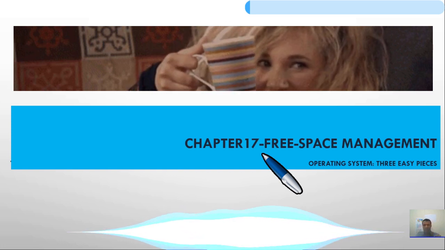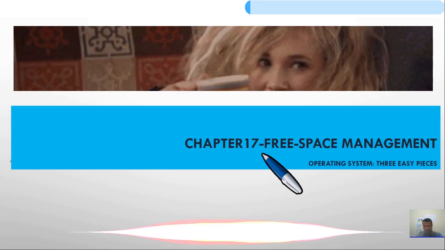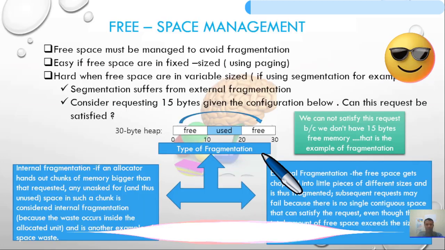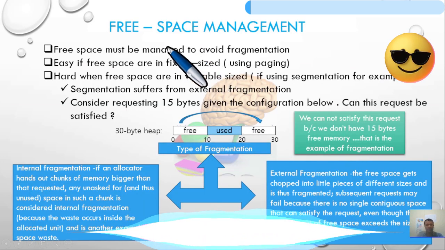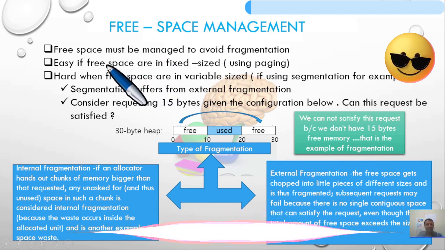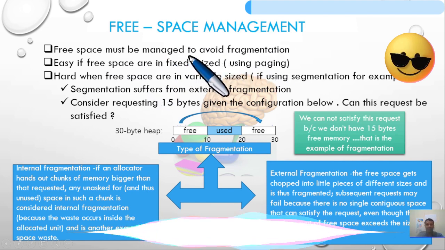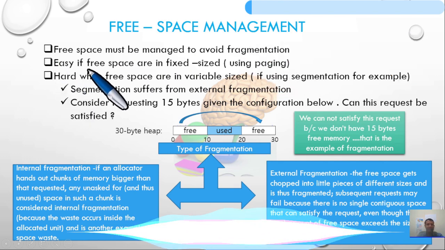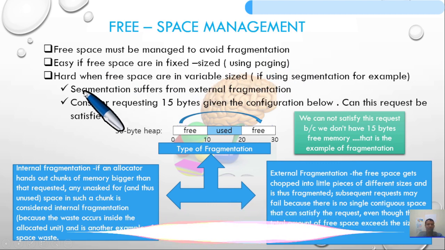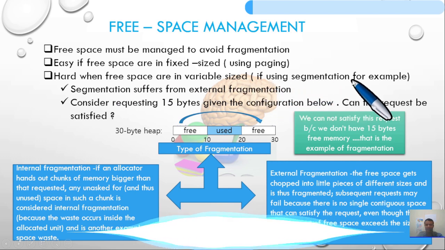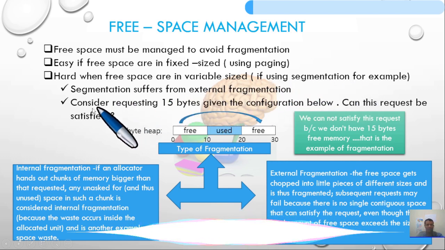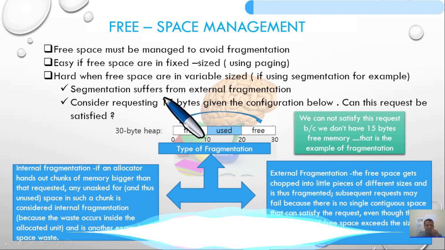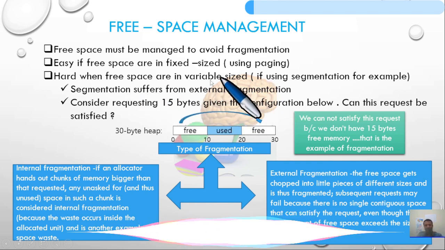This is free space management, and let's get into it. So as you can see, free space management: free space must be managed to avoid fragmentation. It is easy if free space is of fixed size, using paging. It is hard when free space is of variable size, if using segmentation, for example. So segmentation suffers from external fragmentation.